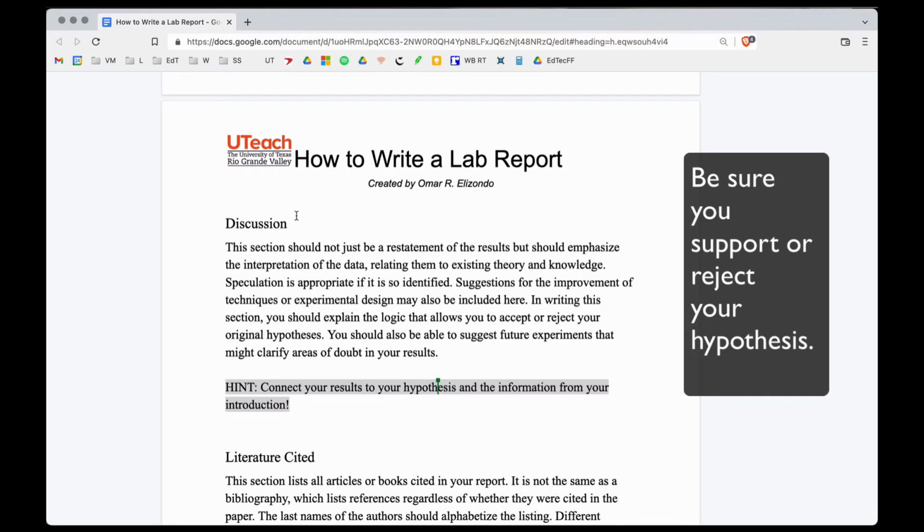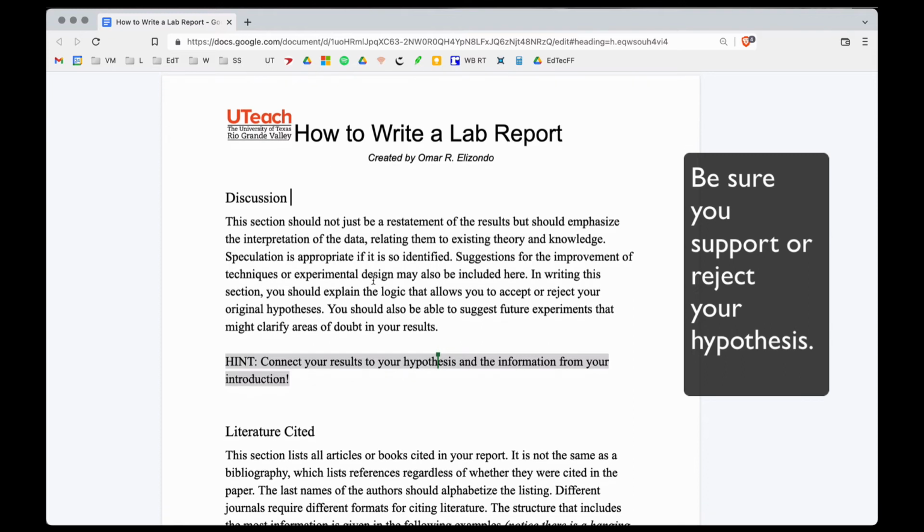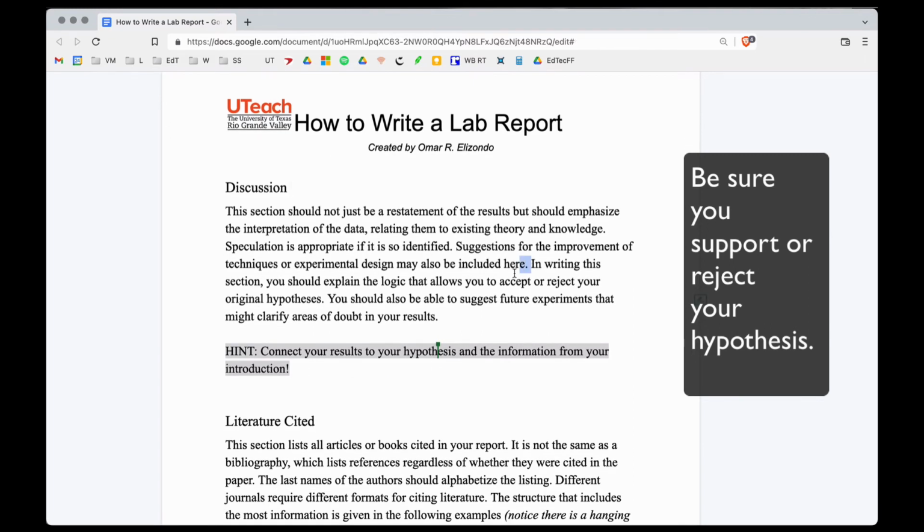So you see how everything's working together? They're either supporting each other. That information from the introduction is supporting your data, your data is supporting that information, or it's challenging it, things like that. You have to do this. Here's what you have to do. You have to tell me if you accept or reject your hypothesis.